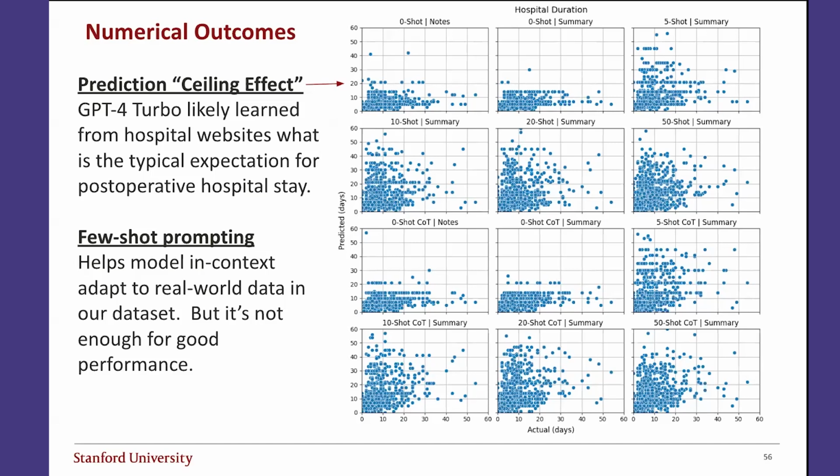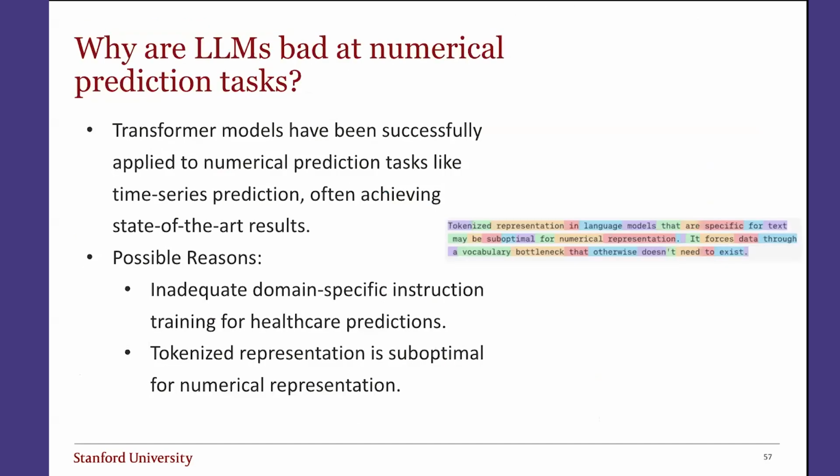certain number of days. However, when we start adding few-shot prompting, you'll see that we are adding in-context examples from our UW dataset that helps the model adapt to real-world data in our dataset, and we overcome the ceiling effect. But unfortunately, the distribution of the predictions and what actually happens is not very good still, and so it's not good enough performance for real-world clinical use.